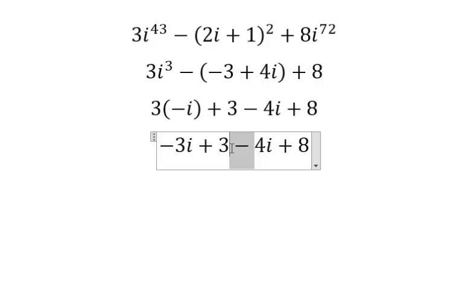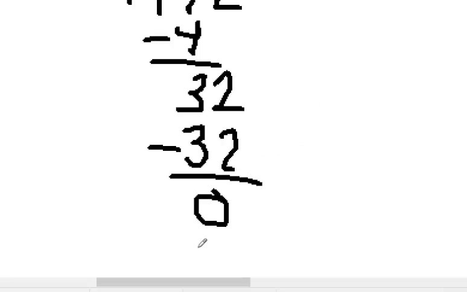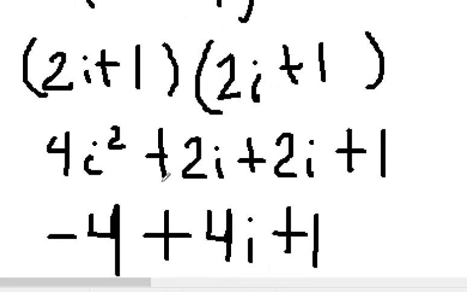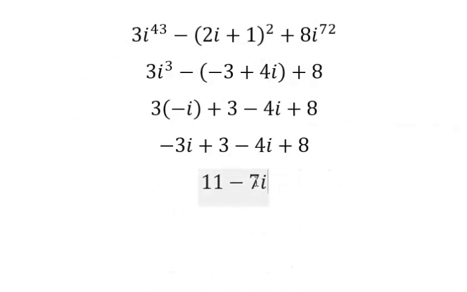Okay, so I'm going to begin with the real numbers. 3 plus 8 will be 11. And then I'm going to continue with the imaginary numbers. Minus 3i minus 4i will be minus 7i. And that will be the answer for this exercise. Okay, it looks very short, but remember that we did a lot of processing here. Otherwise it would have been a very long exercise.